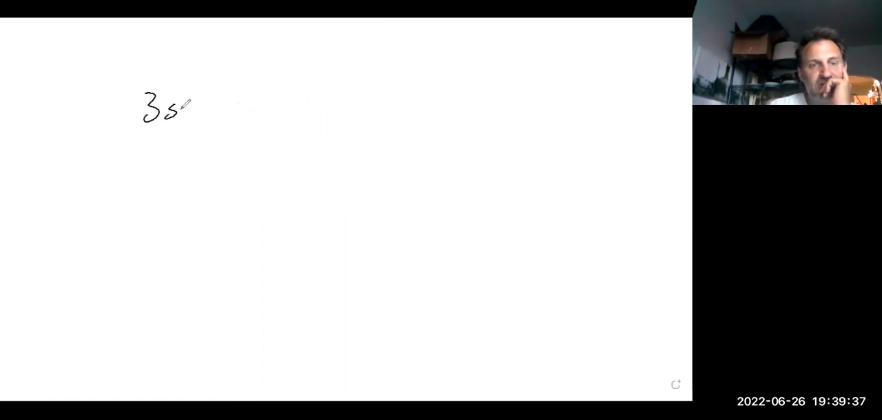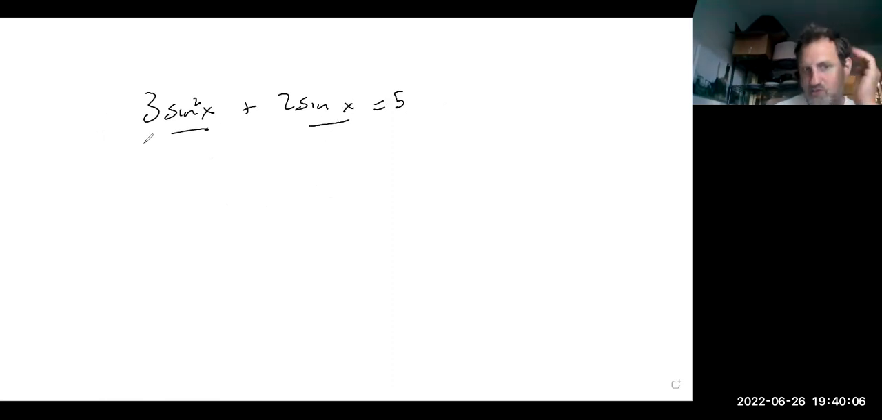Let's look at a problem which involves some higher level factorization. 3 sine squared x plus 2 sine x minus 5 equals 0. So the hint here is I've got sine squared and sine. That means this is basically quadratic.